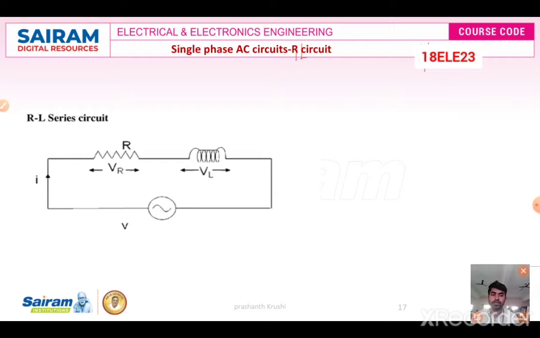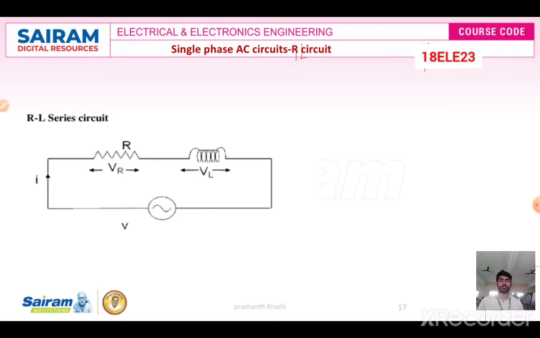So this is a circuit consisting of resistance and inductance in series across a supply. The voltage V is equal to Vm sin omega t. Due to the voltage, current will flow through the circuit. The voltage drop across the resistance is Vr, Vr is equal to I into R. VL is equal to I into XL.